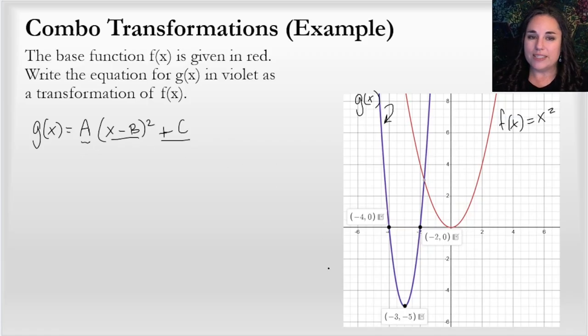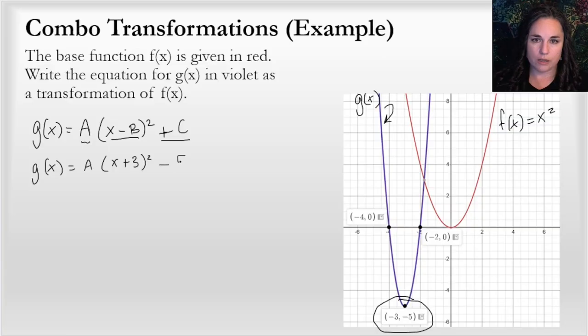I can do b and c pretty quick. I just look at the vertex here, (-3, -5). So I know that g of x has to be x minus -3, so I get a plus 3 squared in there, and then a 5 downward on the output. So I know where those go in the equation looking at this graph.